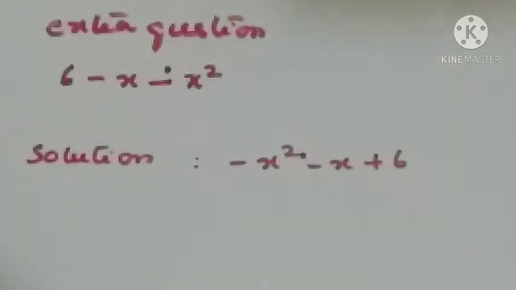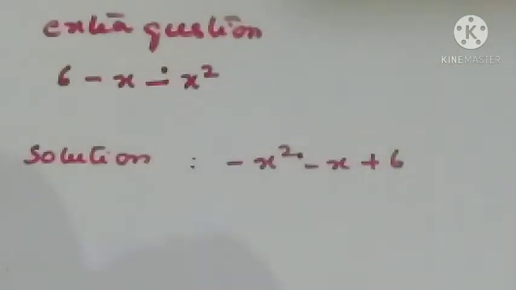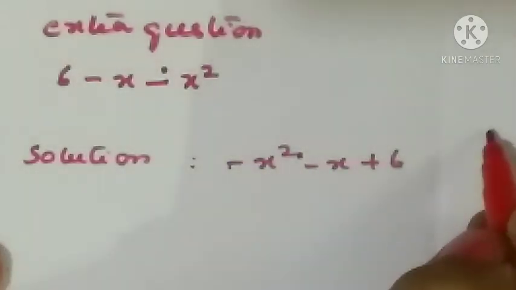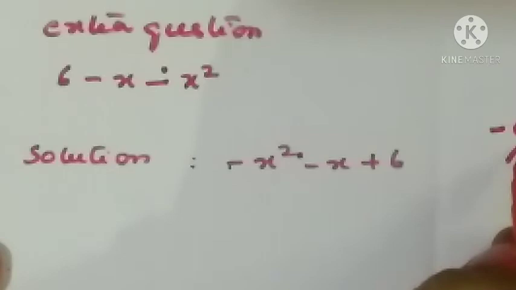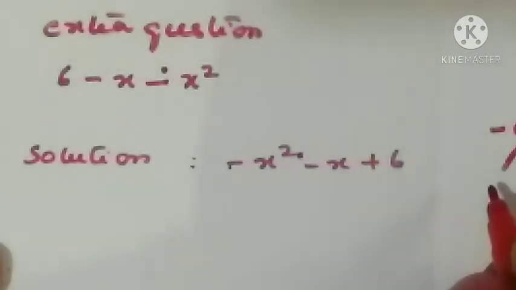So one extra question I will do based on the splitting of the middle term, because it's a very important sum. What is the question? 6 minus x square minus x. So first I will write the minus x square first, because we are using the standard form. So minus x square minus x plus 6. So minus 1 into 6. What is the product here? Minus 6. Now we will get the sum as minus 1 only.